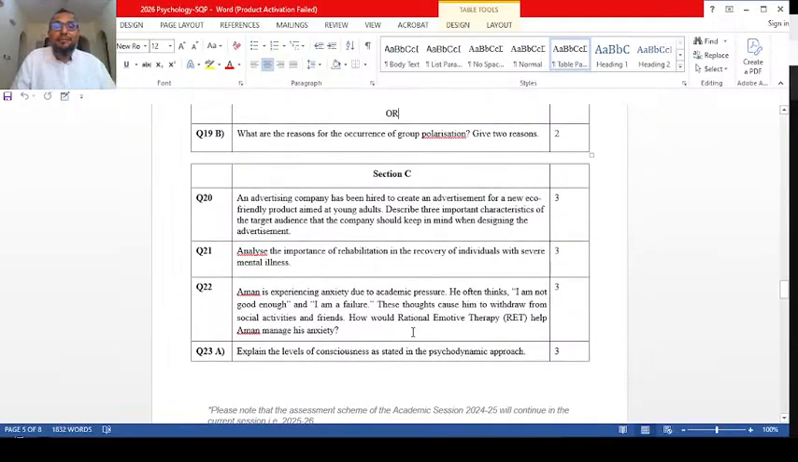An advertising company has to create an advertisement for a new eco-friendly product aimed at young adults. Describe 3 important characteristics of the target audience that the company should keep in mind when designing the advertisement. Question number 20, look into this. When you are going to make the advertisement, the target characteristics are the target's persuasibility, self-esteem, prejudice, and intelligence.